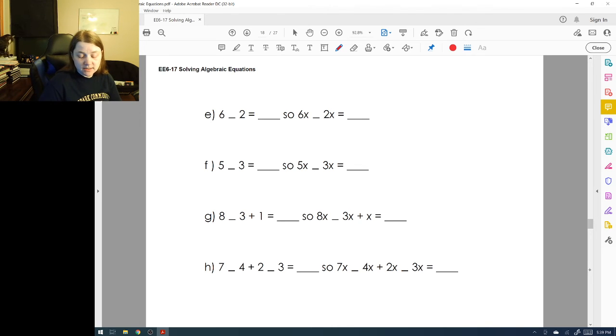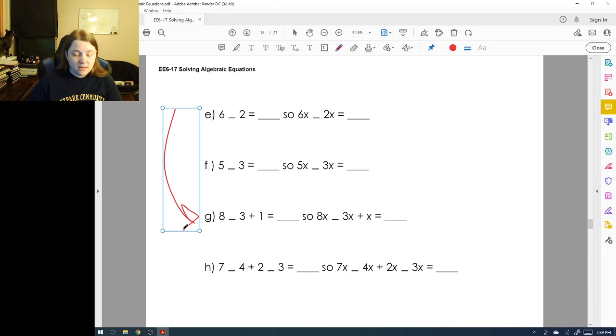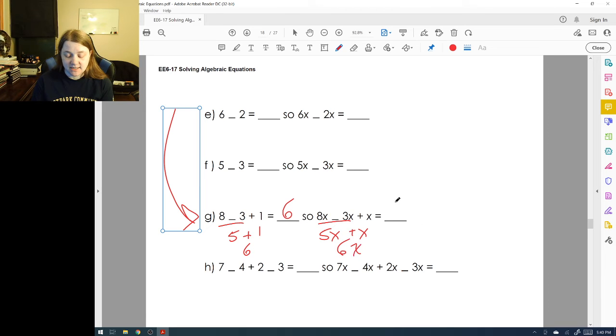Let's go ahead and take a look down at letter G. In letter G, we have 8 minus 3 plus 1. Well, 8 minus 3 is going to be 5, and 5 plus 1 is 6. So that answer is going to be 6. 8x minus 3x is 5x. Then we're adding one more x in there. That's 6x. Same number, one just has an x attached to it.